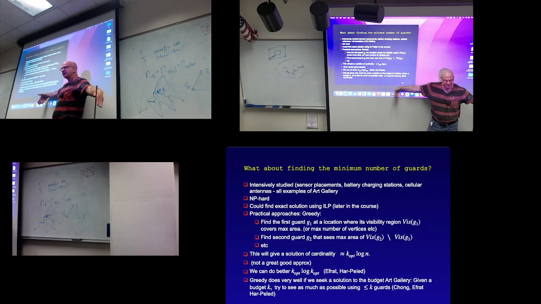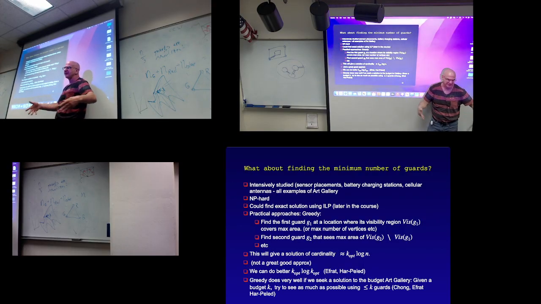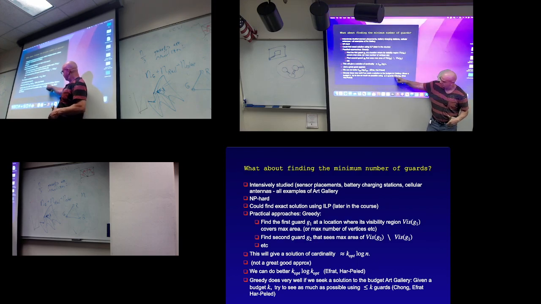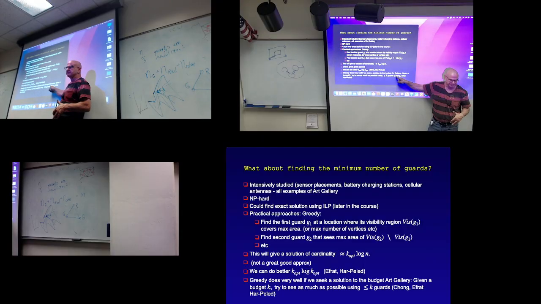That is, K is fixed, and now you're trading off the area that you see. I mean, possibly K is large enough so you see everything, but if you cannot see the whole polygon, then try to see as much as possible.